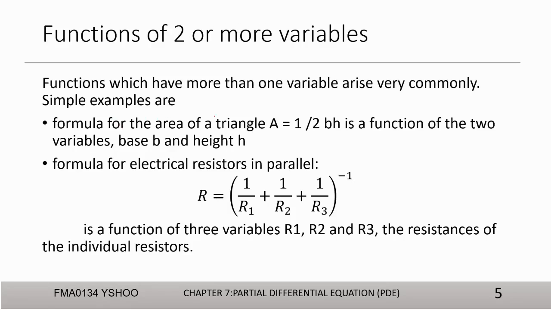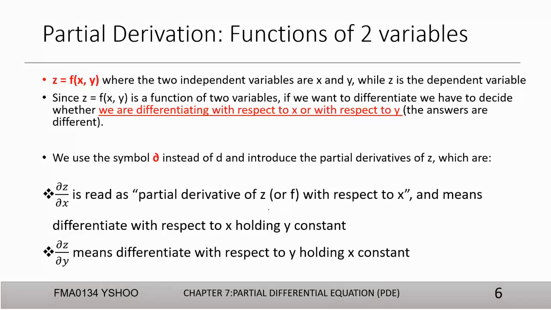Simple examples are the formula for the area of a triangle, A equals half BH. So B and H are two variables, the base and the height. Another is the formula for electrical resistors, where we have R1, R2, and R3, so three different variables. Partial derivative is the derivative of a function of two or more variables, but over here we look at two variables first.